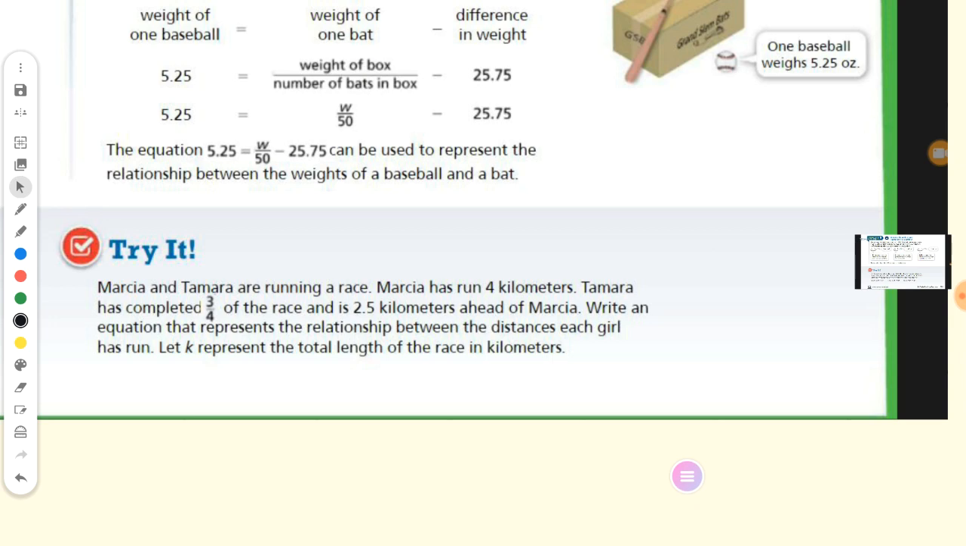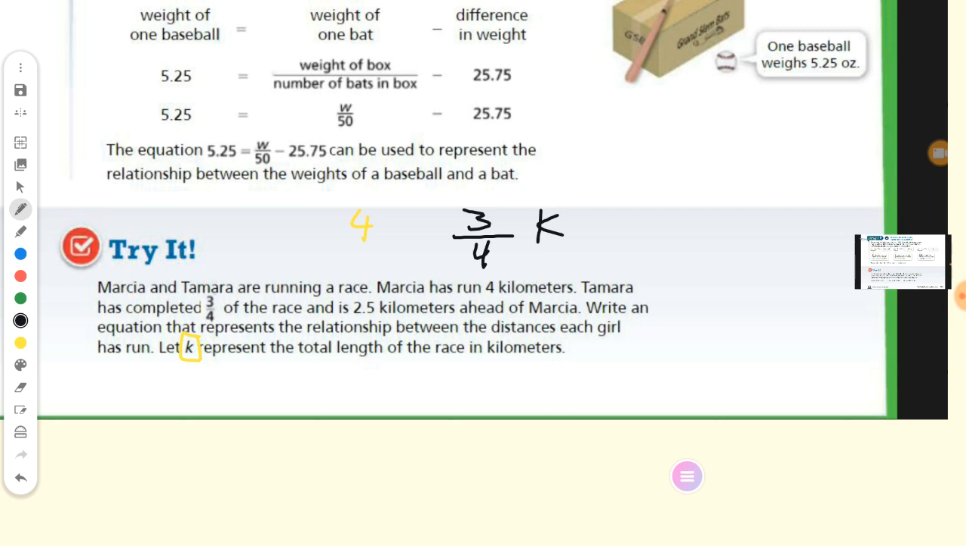Let K represent the total length of the race. K is the total length of the race, okay? And I found that the difference between what Marika ran, 4 kilometers, and what Tamara ran, 3/4 of the whole race, is 3/4K.